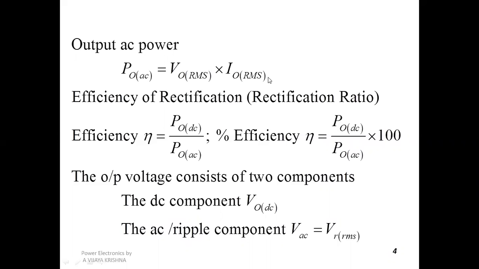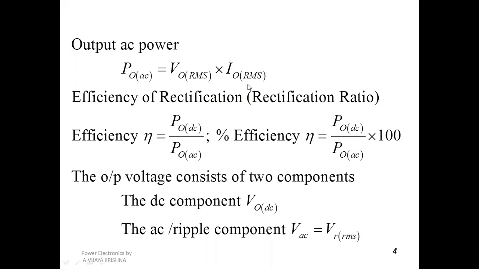Therefore, P naught AC is equal to the product of I naught RMS and V naught RMS. So we are getting the output DC power and at the same time the output AC power. We are deriving the expression for the output value in terms of RMS values. That's why we calculated the output AC power also. So the power output is equal to V naught RMS into I naught RMS.